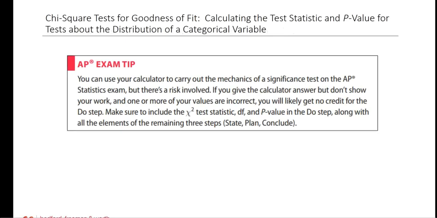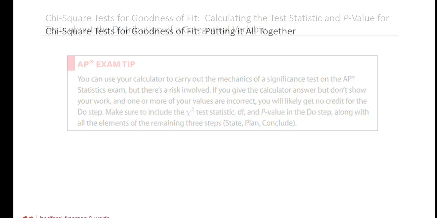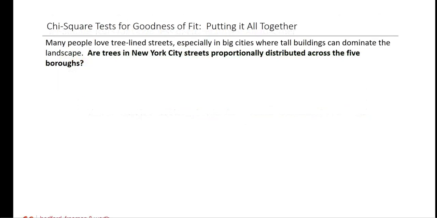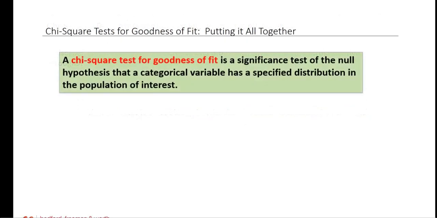You can use a calculator to carry out the mechanics for the do section, right? But if you have some values incorrect, you don't get partial credit for that. So you use the calculator method. Be sure to include chi-squared, degrees of freedom, and p-value in the do-step. Those are the 3 things. That's what I've been telling you. I mean, the test statistic, which in this case is chi-squared.